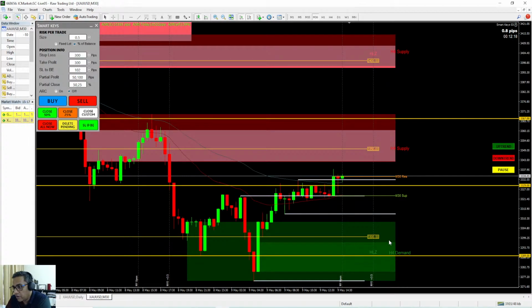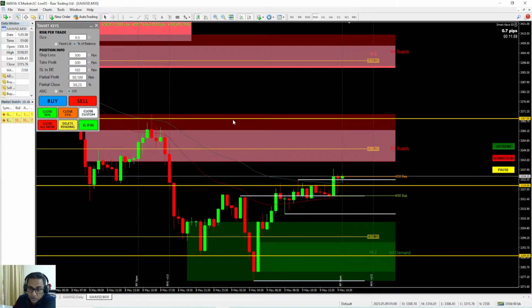That's the only way I trade. I don't chase after price. I'm not a breakout trader. I don't wait for candles to form and then take the breakout. I don't do that. I wait for the pullback, the retracement. That's exactly what I did here yesterday as well.